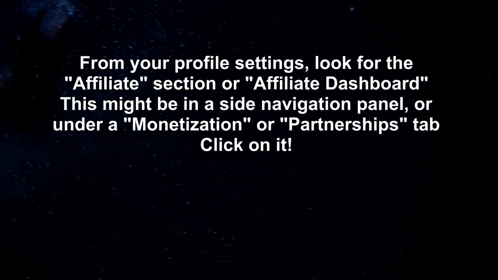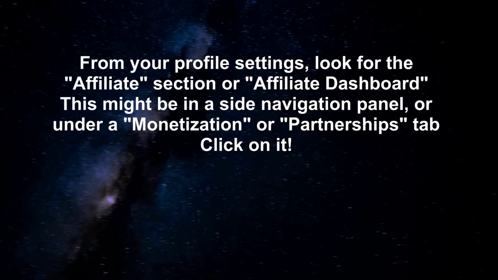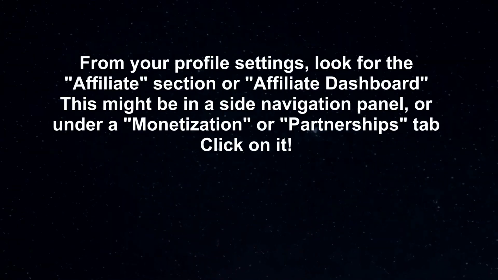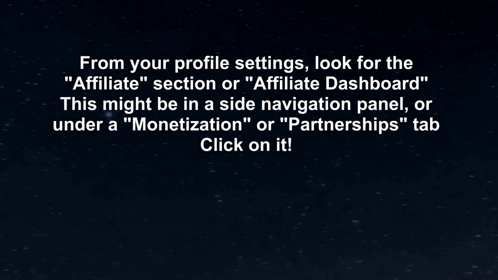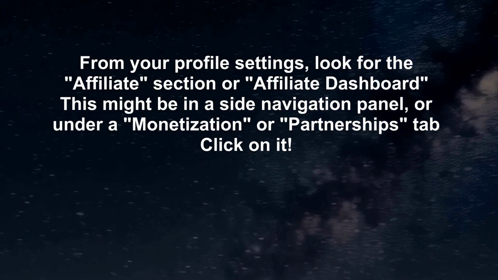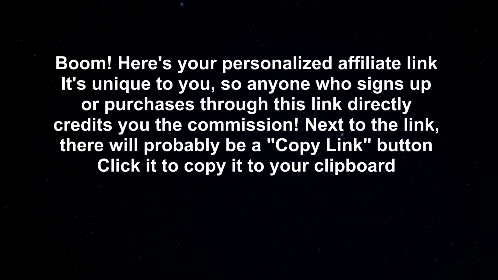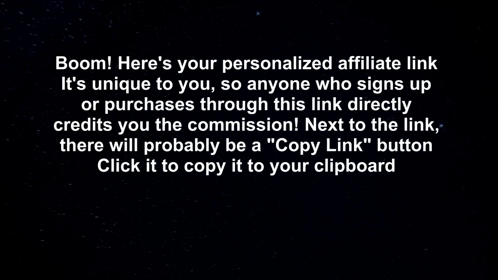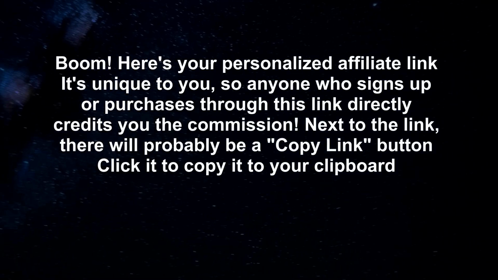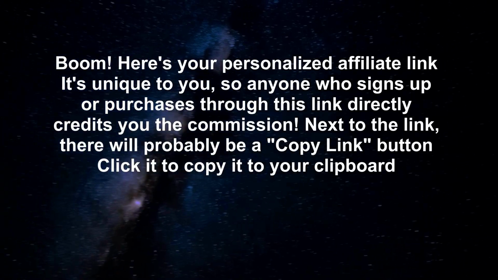From your profile settings, look for the Affiliate section or Affiliate Dashboard. This might be in a side navigation panel or under a Monetization or Partnerships tab. Click on it. Boom, here's your personalized affiliate link. It's unique to you, so anyone who signs up or purchases through this link directly credits you the commission.